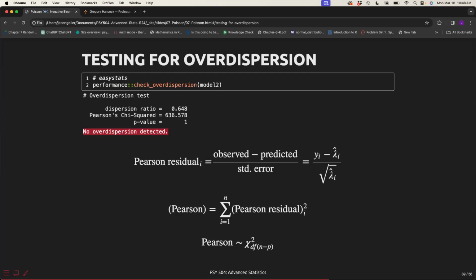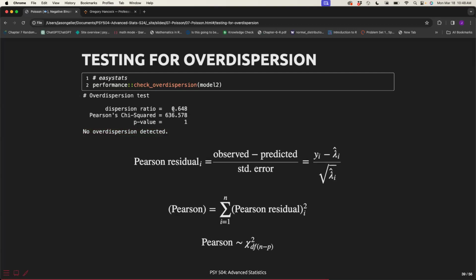But if there are deviations from that, that suggests it might not be a good model fit. And that's what this statistic is telling us. So the dispersion ratio should be 1 or close to 1, and the p-value should be non-significant if we have a good model fit. So here we have a pretty good model fit, so there's no over dispersion detected here.